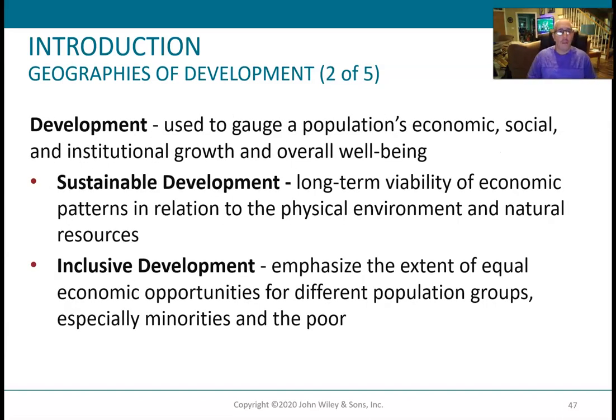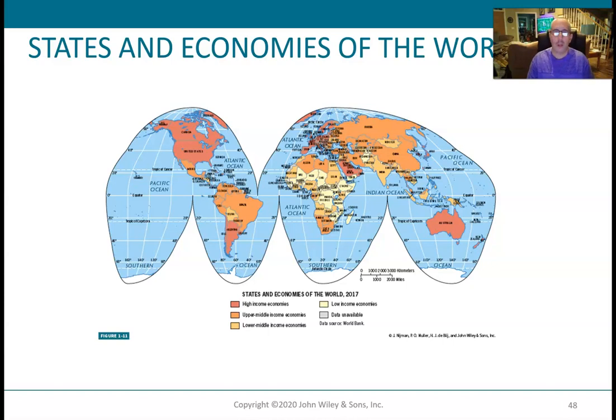And then we're going to talk about development. Sustainable development, again, that word sustainable. Sustainable development is long-term viability to successfully grow within your sustainability with regards to your physical environment and natural resources. So you're going to grow in a way that's not going to ruin those resources. Inclusive development is a term that means that you're going to include all segments of your population within that. So different races, different religions, different cultural identities.